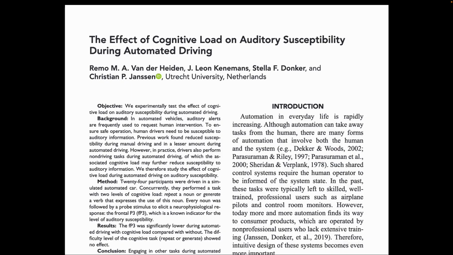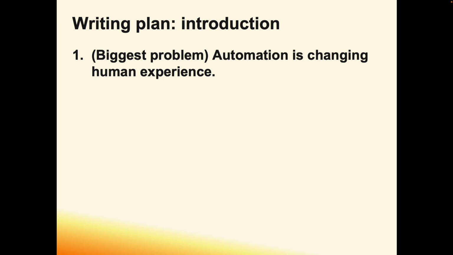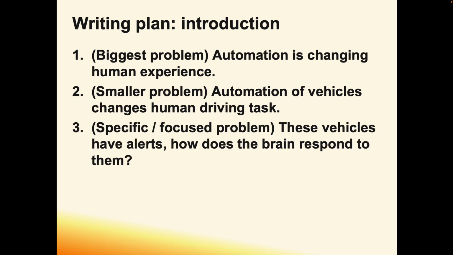Let's look at the introduction of our example article. You go from most broad to most narrow. So there's typically a biggest problem. For example, automation is changing human experience. That's the bigger point we want to make in this paper. There's a smaller problem that automation of vehicles changes the human driving task. And then there's within that a specific or very focused problem, the thing you're really going to tackle. These vehicles have alerts. How does the brain respond to those alerts?